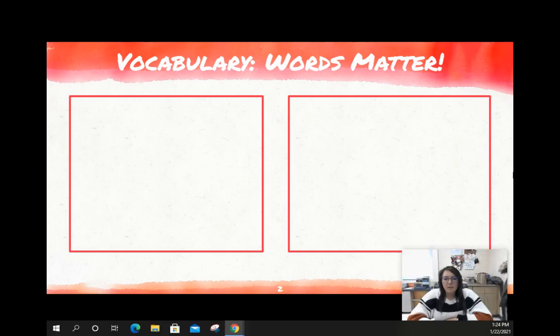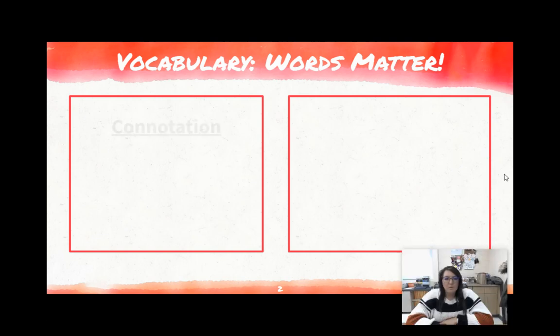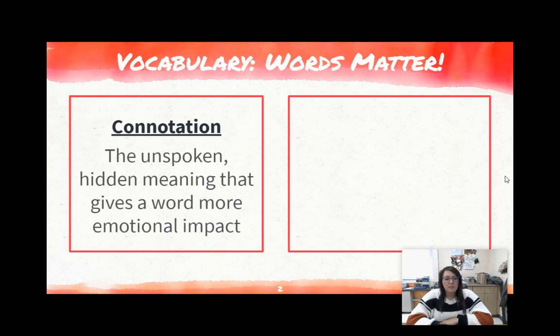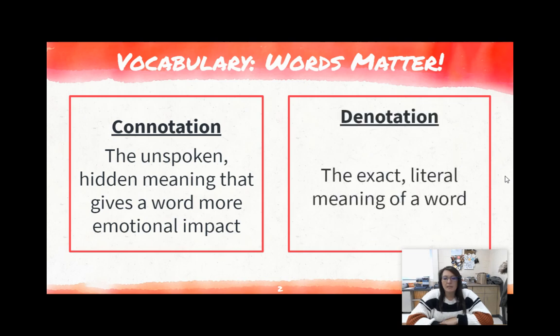All right, so let's start by talking about words, why words matter. The words connotation and denotation are probably words you've heard before, but maybe you don't know the exact definition. We're going to start by defining them. Connotation is the unspoken hidden meaning that gives a word more emotional impact, whereas denotation is the exact literal meaning of a word. So when we start talking about vocabulary and word choice, we need to look at both of these different definitions when we're talking about those words.